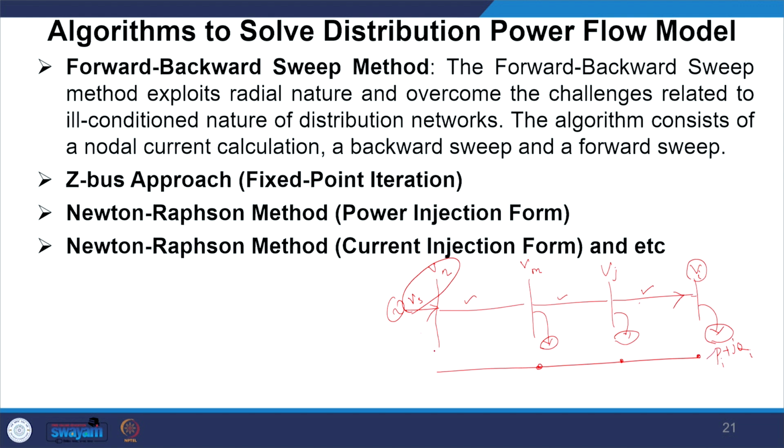So, there will be a forward backward sweep till there is no variation in my voltages in a couple of iterations. Once the voltages are stabilized, the line currents of each feeder become frozen. So, this method is known as forward backward sweep. Similarly, we have different methods for Z-bus approach, Newton-Raphson methods, and Newton-Raphson method with current injection too.